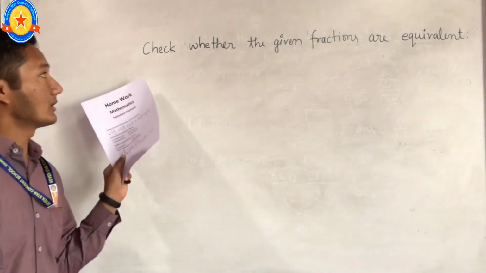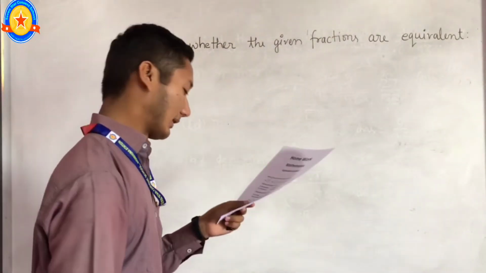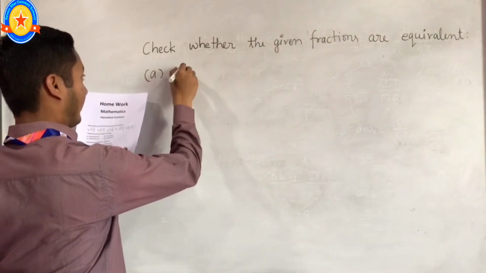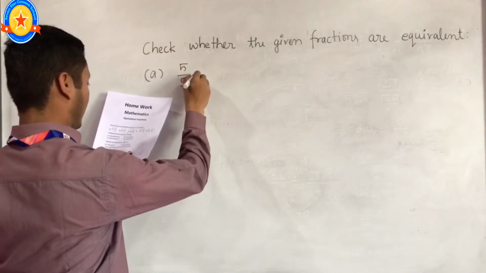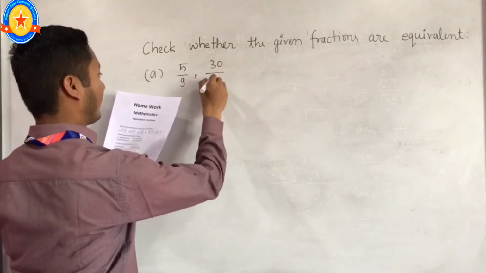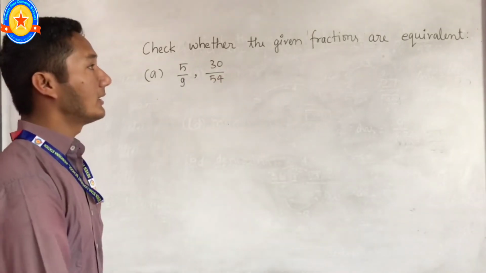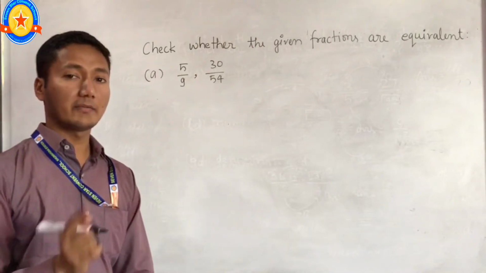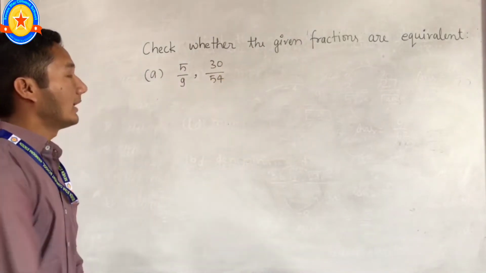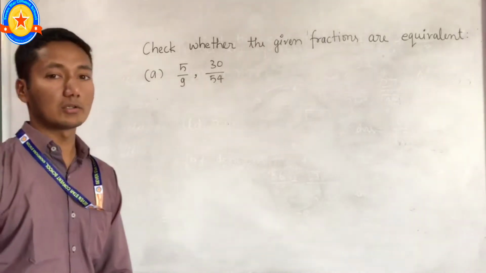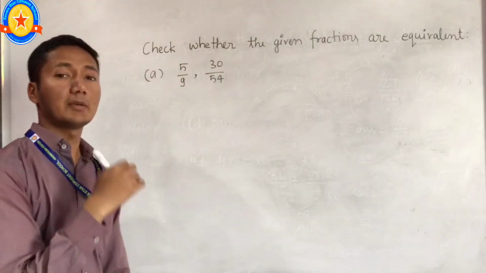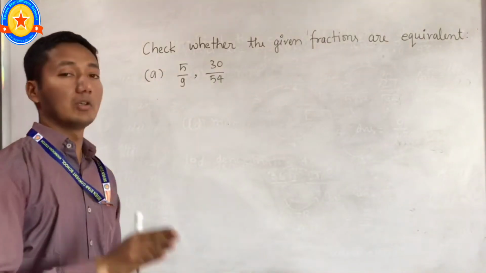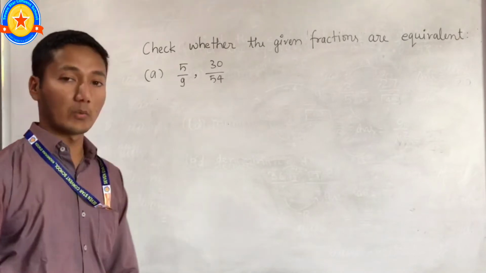Now students, our next question is: check whether the given fractions are equivalent. The first part is 5 by 9, 30 by 54. In this case we have to take the numerator or denominator first to make the second one, then we check the same process in the denominator or in the numerator also. If both numerator and denominator show the same process, then our answer will be right. That means this fraction is equivalent.